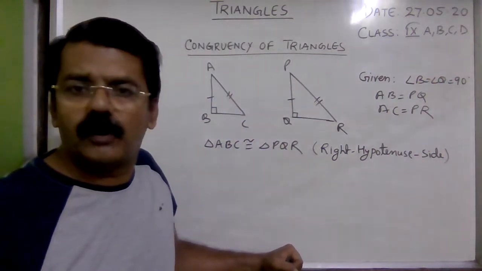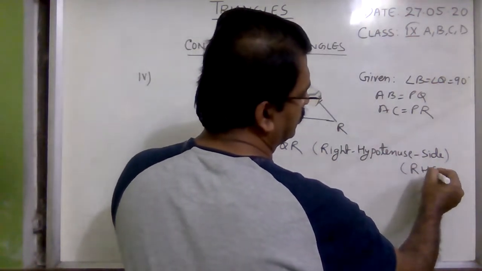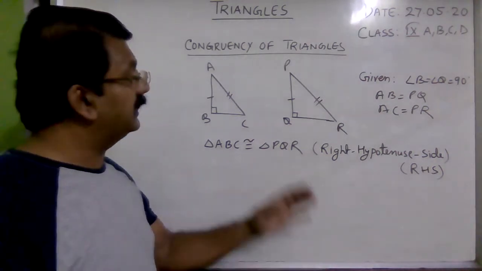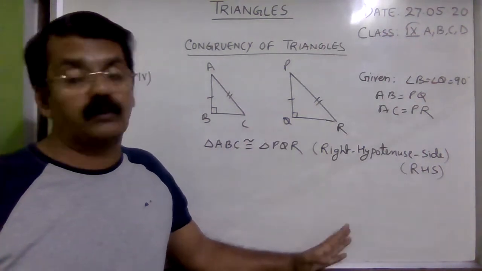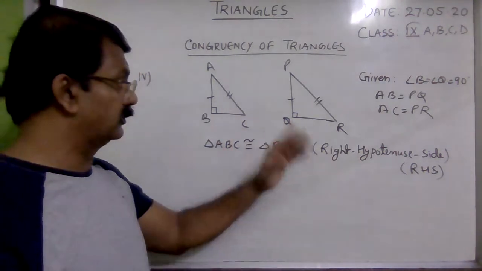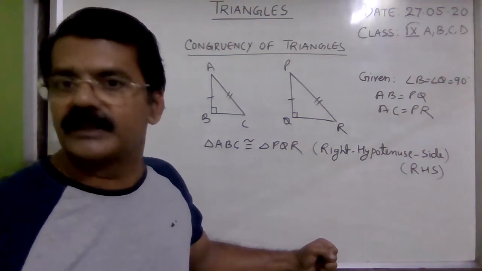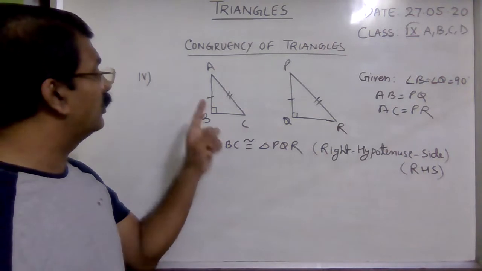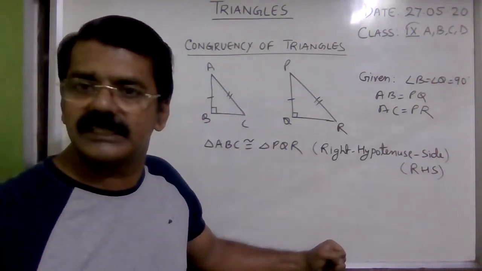Right hypotenuse side, in short we call it RHS congruency. But it is true only when this angle B and Q are 90 degrees, not for any other angle. If this angle is 80 and that is also 80, we cannot say that these two triangles are congruent by SAS congruency. It cannot be RHS obviously, because no right angle is there. So these two triangles are congruent only if these angles are 90 degrees. Clear? So this is the fourth one, called the RHS congruency.